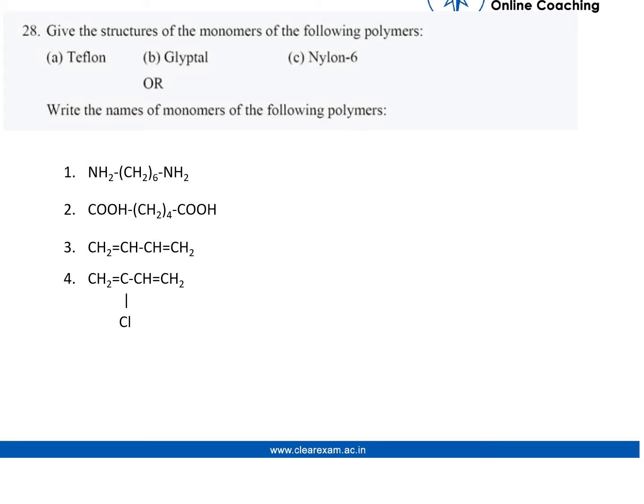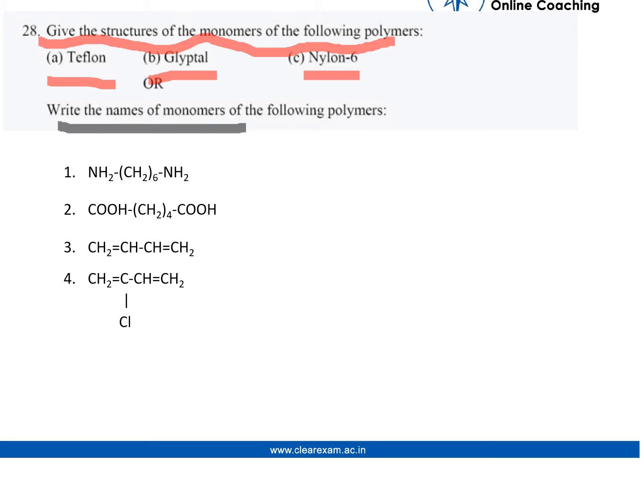So our today's question is to give the structure of the monomer of the following polymers. First is Teflon, second is Terylene (Dacron), and third is nylon 6. The other question for this one is to write the names of the monomers of the following polymers.